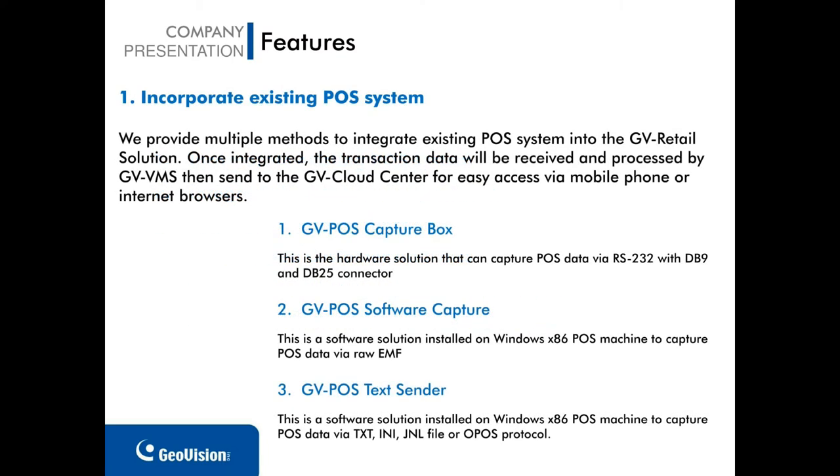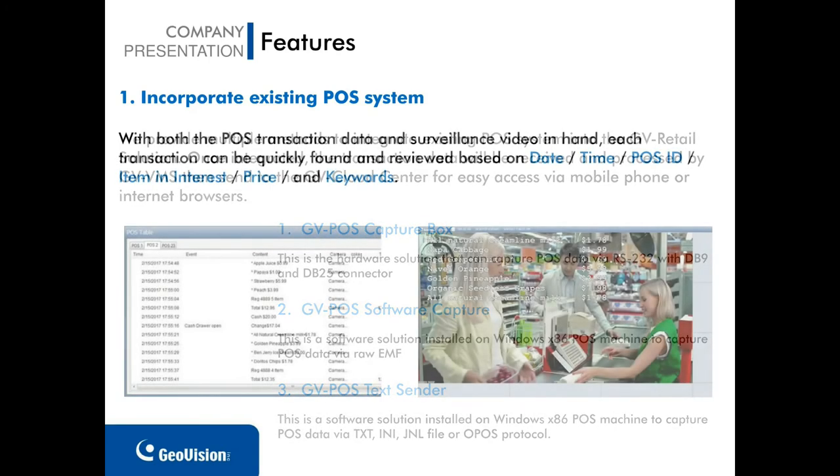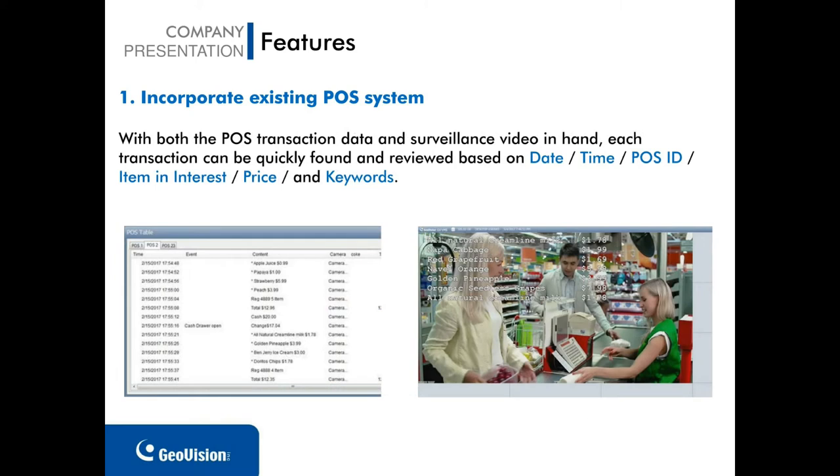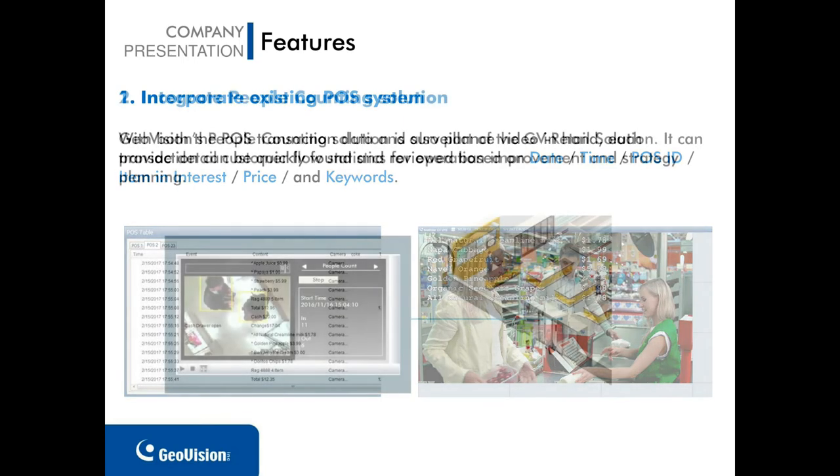Feature 1. Incorporate existing POS system. We provide hardware and software solution that can integrate your POS system with GeoVision video management system. It combines the transaction data with video surveillance. And with Cloud Center, it's now easier to access the data collected via mobile app or web browsers. When combining both transactions and video recordings, you can now use information like date, time, ID, items, price, or any keywords to review and search videos.